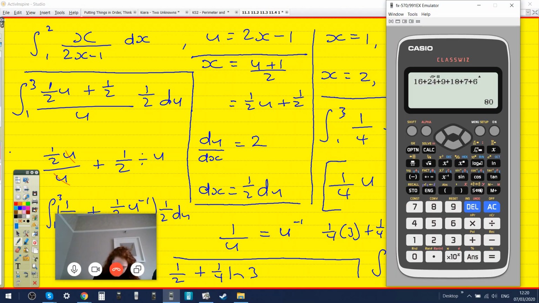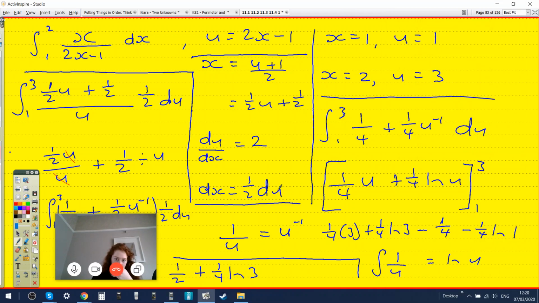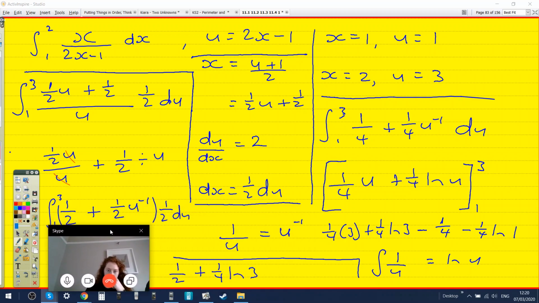Okay, and what is ln 3? So something weird, is it? Yeah. So 1/4 ln 3. Okay, and so we have the exact value anyway. Okay. So this one is just complicated because of the fraction.